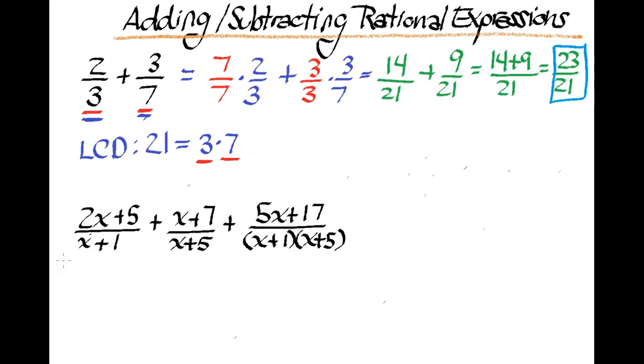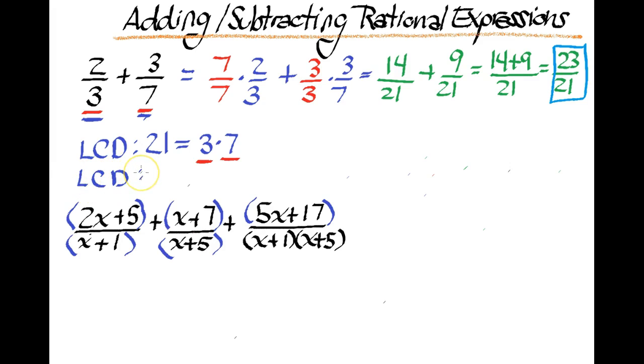So let's take a look at our first fraction. We have a binomial in our numerator here, so I'm going to add parentheses. We have a binomial in our denominator, so I'm adding parentheses. Again, the numerator and denominator of our second term are binomials, so I'm adding parentheses. And the numerator in our last term is a binomial, so I'm adding parentheses. So let's go ahead now and find our LCD.